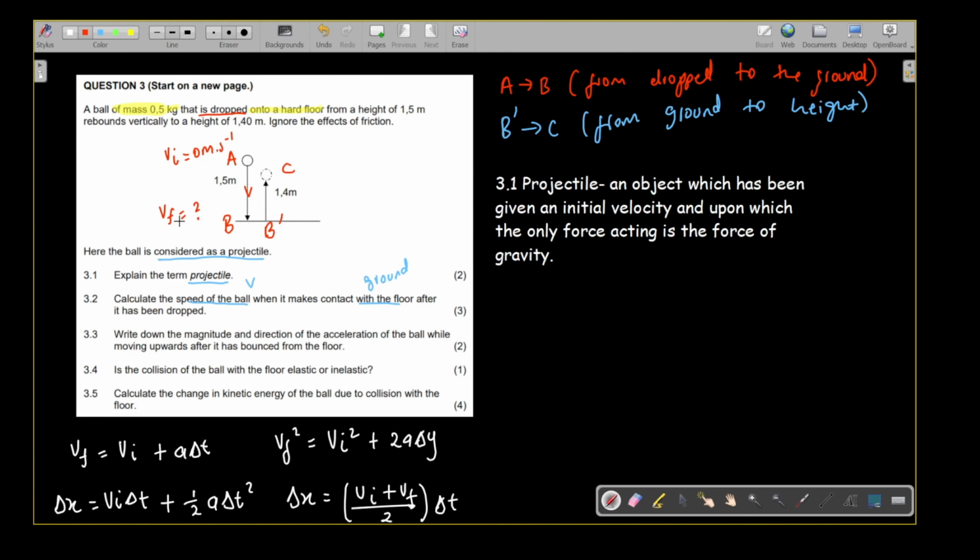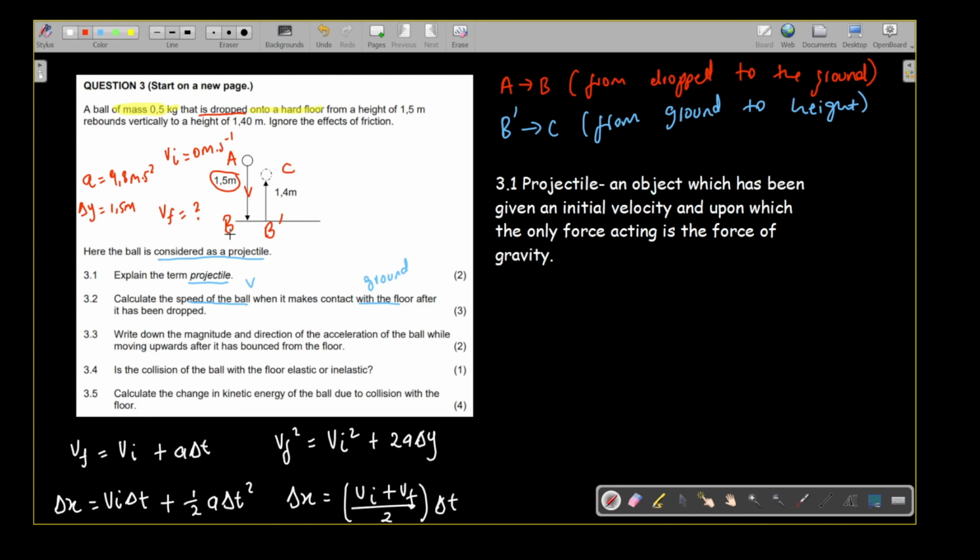However, what we do know is that acceleration is going to be 9,8 meters per second squared. But then also you must choose your direction so that your calculations are correct. Do we know the height? This is given as the height. So we also know that the displacement is 1,5 meters. This is all of the information about A to B.